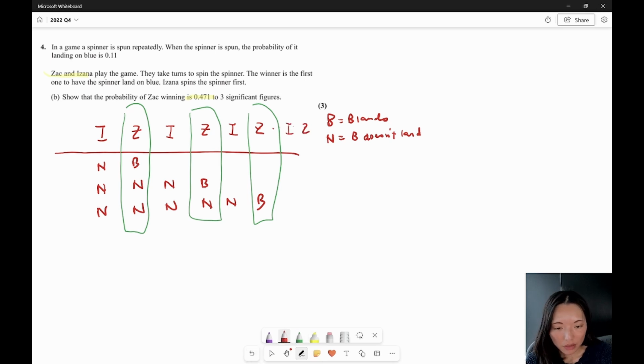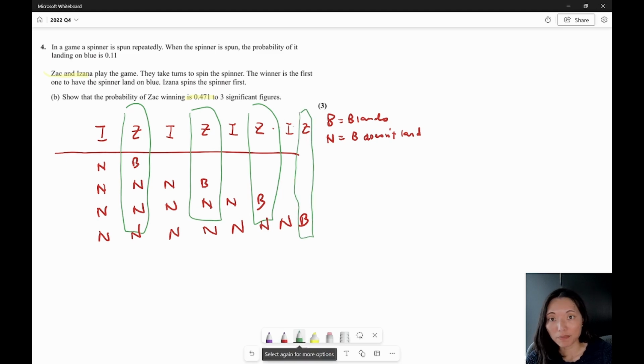So let's do that one more time. So Zach, that's not blue, not blue, not blue, not blue, not blue, not blue, not blue for Izana, but blue for Zach. So that is possible as well. So that's a winning event for Zach because no blues are appearing for the first 7 times, and then for the 8th time, I want a blue to appear. So on and so forth.